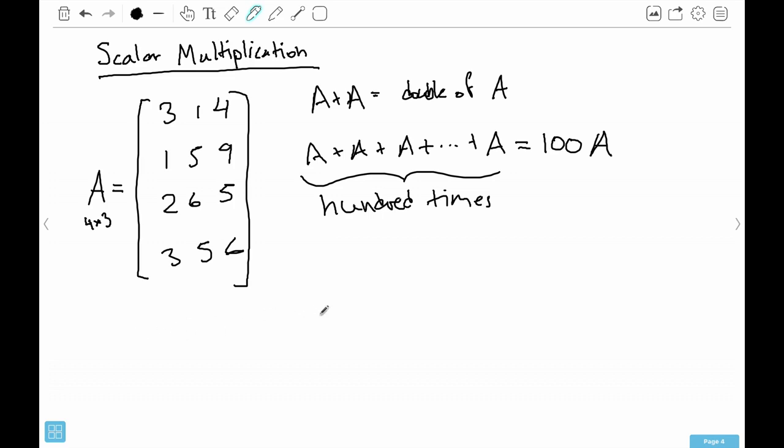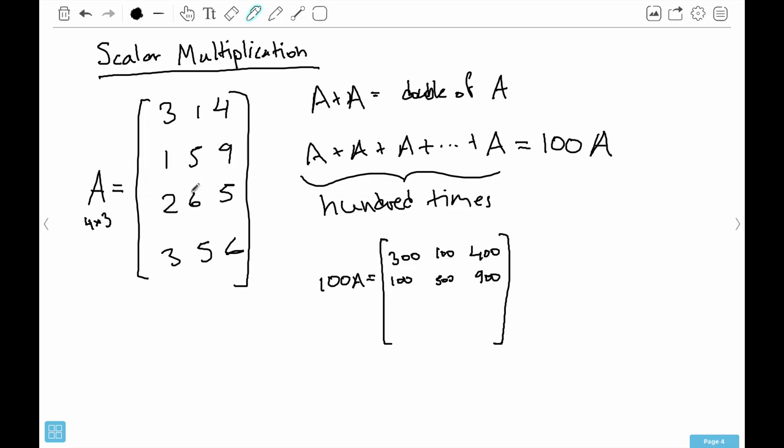So let me actually write out what 100A looks like. So 100A is, let's take all these values and multiply them by 100, right? So 3 becomes 300, 1 becomes 100, 4 becomes 400, 1 is 100 here, then 500 here, then 900 here, and why don't you take a second and see if you can complete the rest of this matrix. And remember that for scalar multiplication, it's also intuitive. You just take each of these, multiply by 100, and everything's in the same position. So why don't you take a second, pause the video, and we will be right back with the answer.